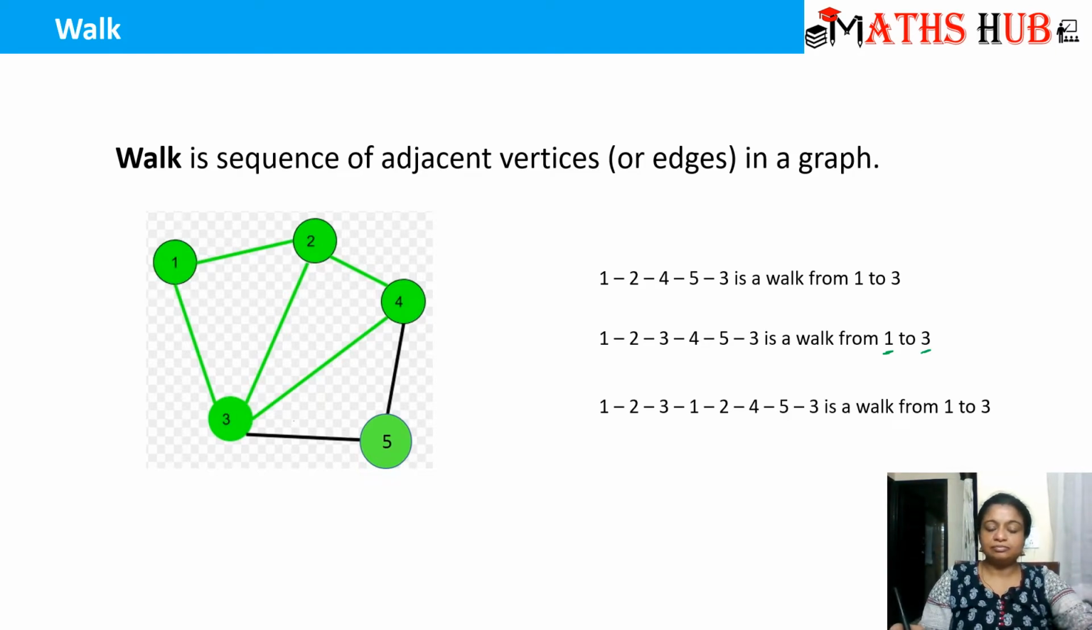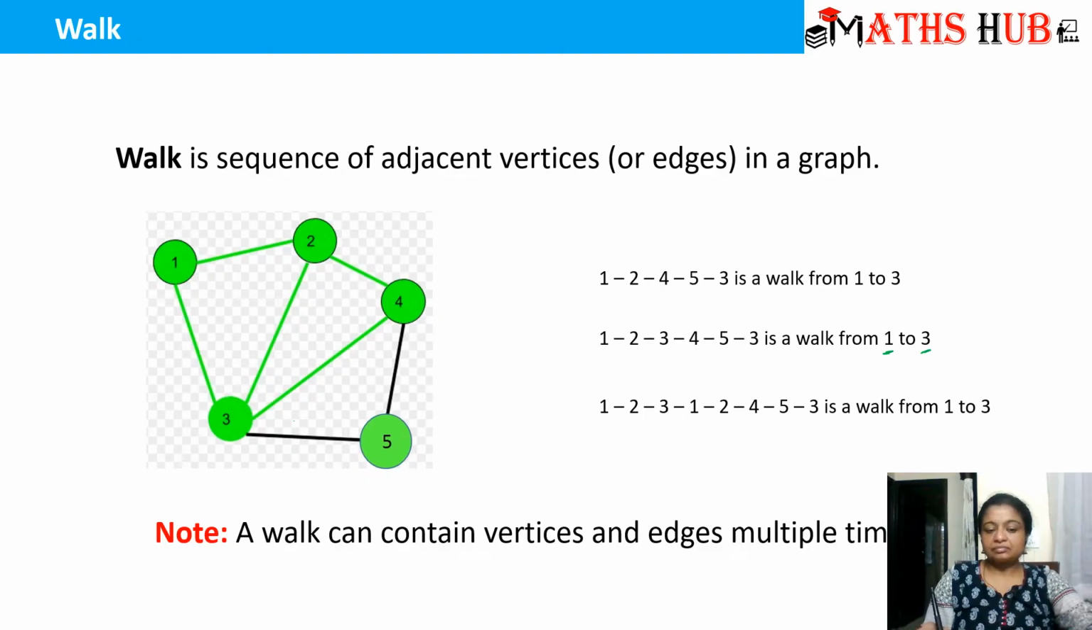Similarly, another walk from vertex number 1 to vertex number 3 can be 1 to 2, 2 to 3, then 3 to 1 again, then 1 to 2, 2 to 4, 4 to 5, and 5 to 3. So here you can see that you can construct n number of walks from one vertex to the other, right? So you have to just remember that walk is basically a sequence of vertices and edges, and you can repeat any number of vertices and any number of edges any number of times. So a walk can contain the vertices and edges multiple times, right?